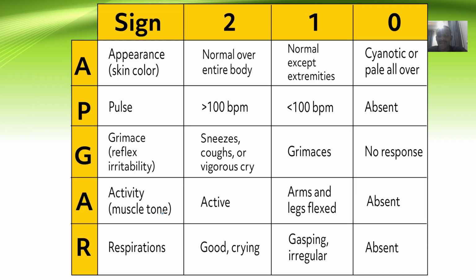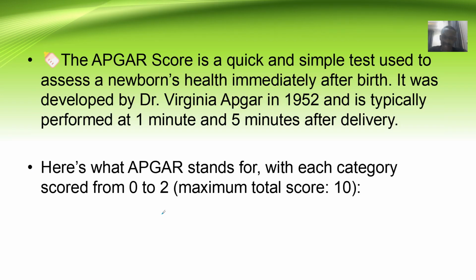Now this APGAR is a mnemonic, and APGAR is also the name of a person. He developed something that was linked to his name. The APGAR score is a quick and simple test that we use because you want to assess a newborn's health immediately after birth. It was developed by Dr. Virginia Apgar, and is typically performed at 1 minute and 5 minutes after delivery.